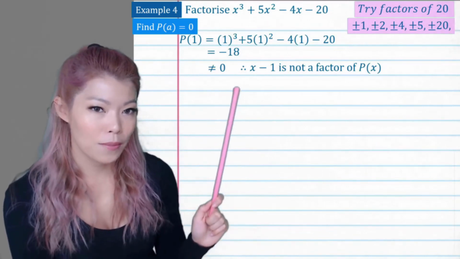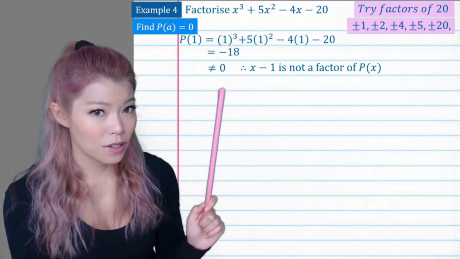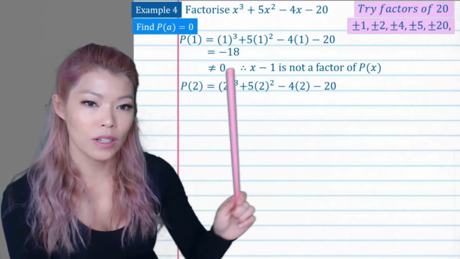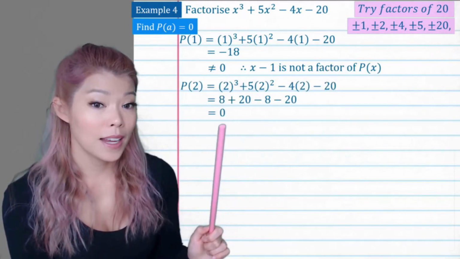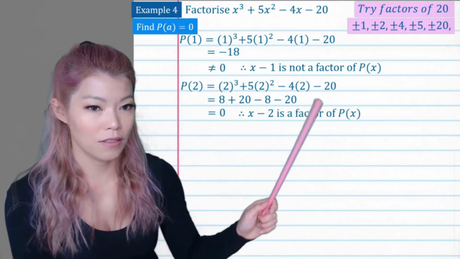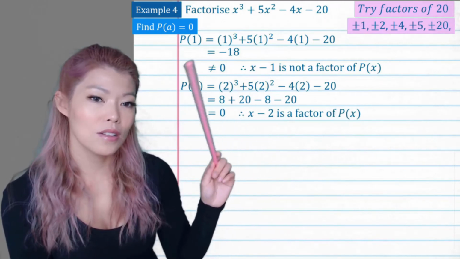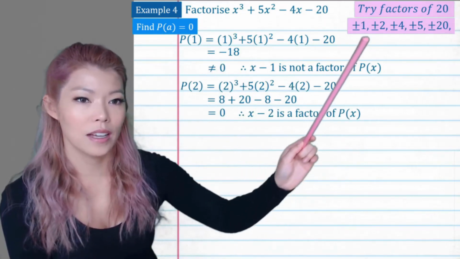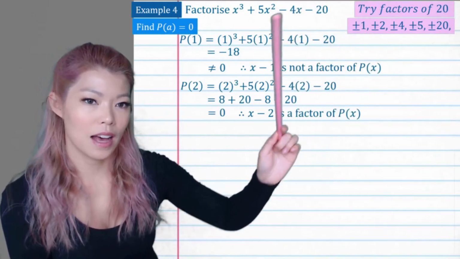Same kind of pattern here. It's not giving us 0, so that's not a factor. So we have to try something else. So let's try 2. If we plug in 2, we obtain 0. So then x minus 2 is a factor of p of x. So you'll notice that not always you'll be lucky and get the factor straight away. So just keep trying all the factors of the last value.